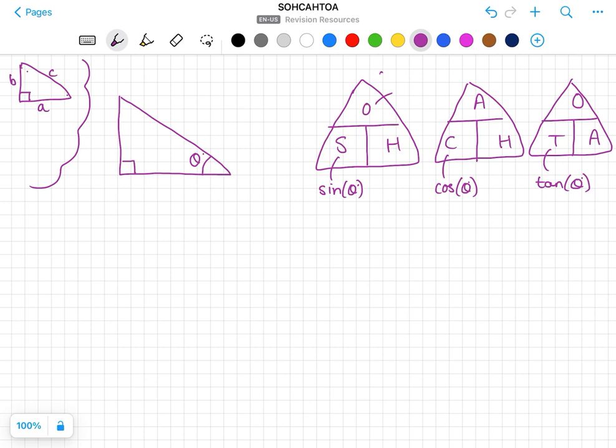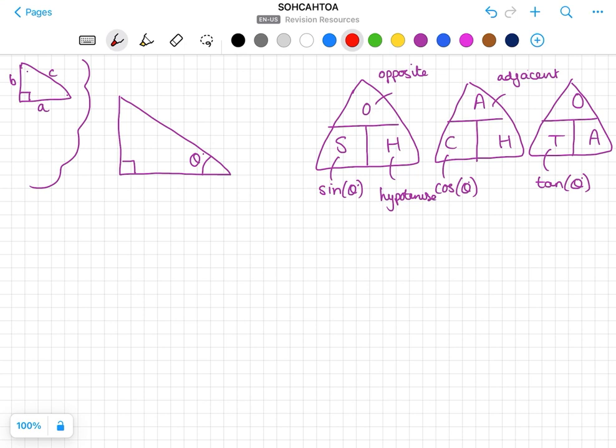The O stands for opposite, the H stands for hypotenuse, and the A stands for adjacent. So step one with any SOHCAHTOA question, I like to label opposite, adjacent and hypotenuse.